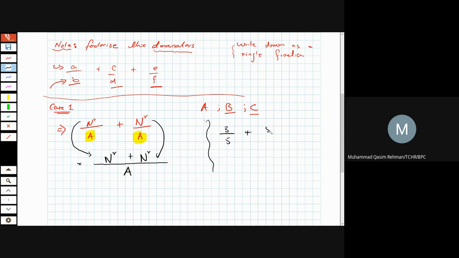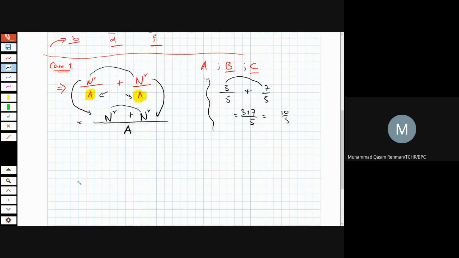If you have exactly the same denominators, you don't need to take an LCM. A comes down as it is, like over here we are saying A will come down as it is, the LCM, and you simply add the numerators. So that's what we are doing here. Simply add the numerators without changing anything. So 3 plus 7, 10 by 5 would be the answer. So this is the first case. Is this clear? Any question in the first case?